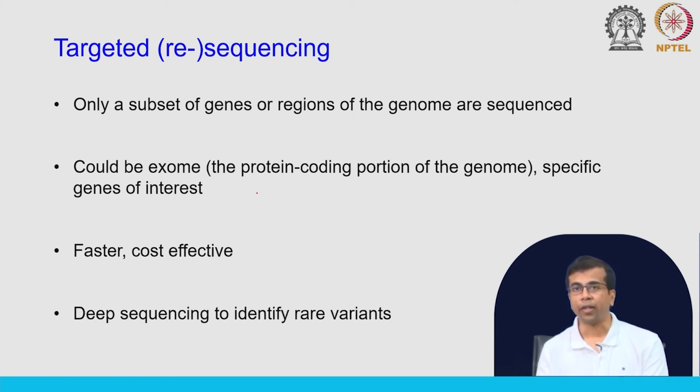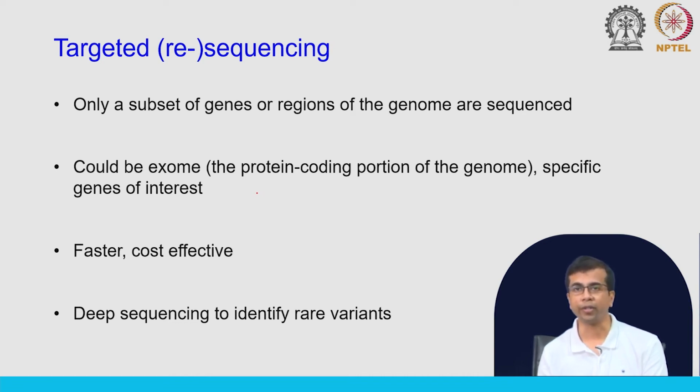And also one advantage of targeted resequencing is that you can do deep sequencing of that region to identify rare variants. Okay, so, what are these rare variants? Imagine in a population, let us say in 100 individuals, only a couple of individuals, or 2 individuals, carry this variant, right. So, this will be a rare variant, right. Only a very small number of the population is carrying this variant.